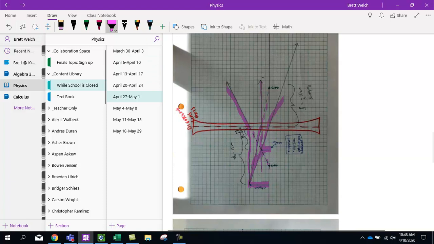Notice these rays of light, they diverge as they go through the lens. That's why it's called the diverging lens. But we still see an object, or what we call an image, on the other side of the lens.